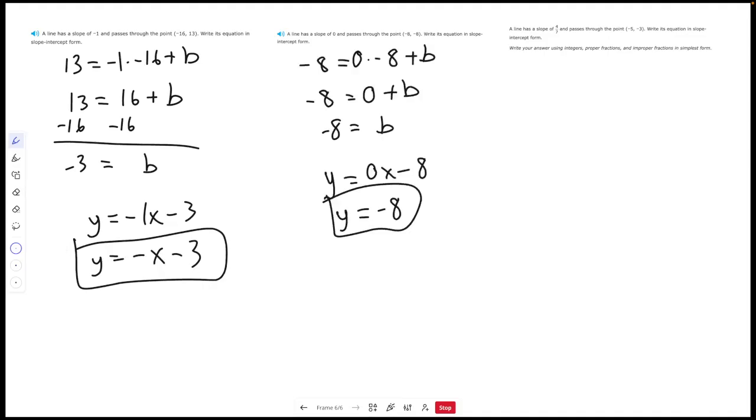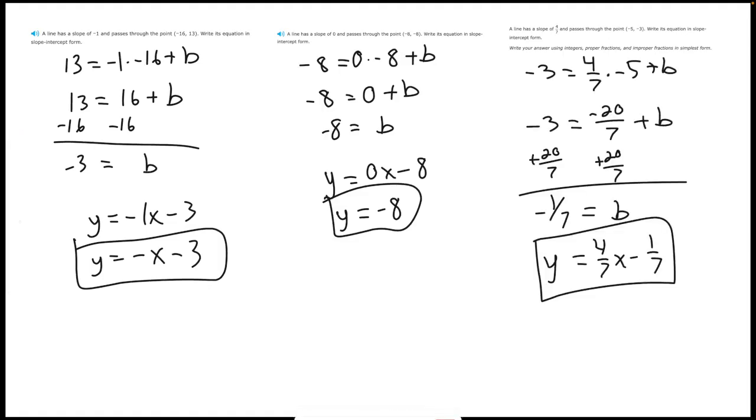For the second problem, here is the work. You should have ended up with y equals -8. And for the last problem here is the work. You should have ended up with y equals 4/7 x minus 1/7.